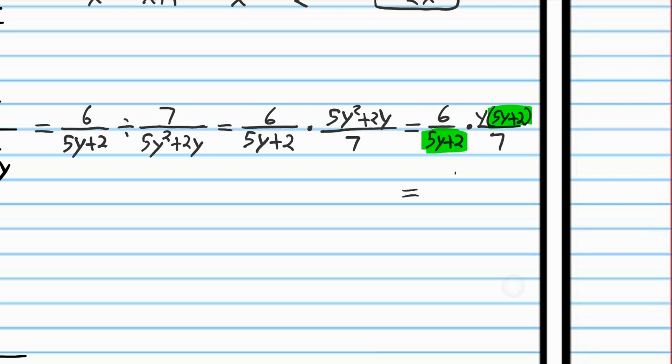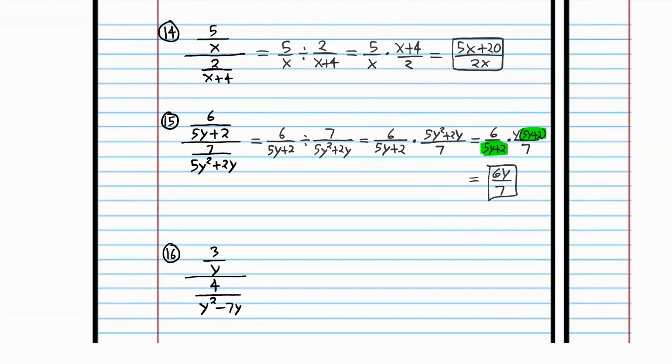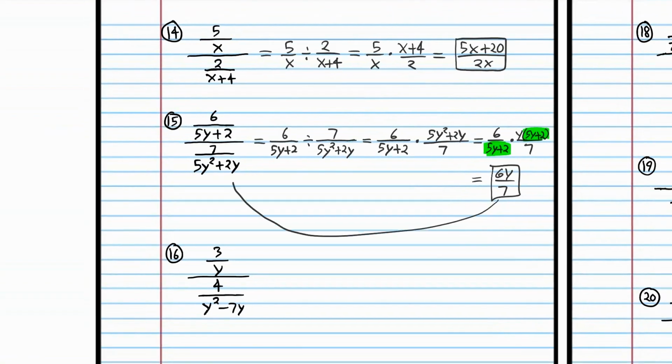6 times y is 6y, and 7 times, and remember, if there's nothing there, it's just considered to be 1. So that would be 7 times 1. We learned this in a previous class in this course. So that's the answer, 6y over 7. Now don't you agree that 6y over 7 is a lot simpler than all of this stuff here? That's why simplifying complex fractions is such a useful tool, because it makes things easier for us.